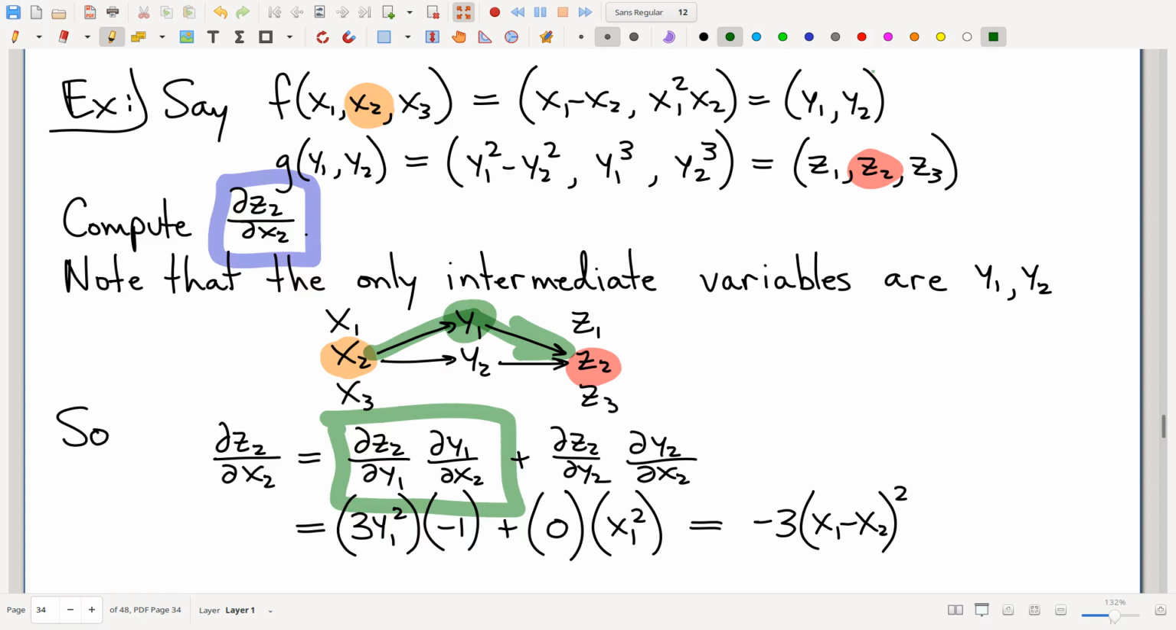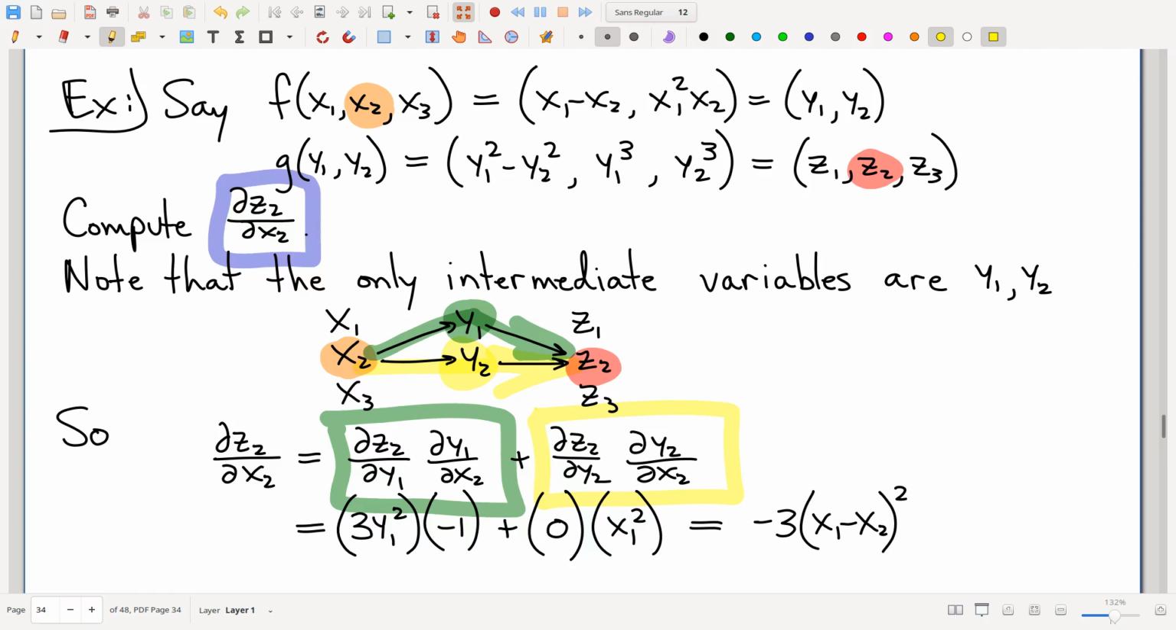And then likewise, oh gosh, colors. Am I kind of out of colors here? Can I use yellow? Is yellow visible? Well, maybe a little bit. There's your y2 path. y2 is the second intermediate variable, and then you get a y2 term in your chain rule. So the diagram tells you, suitably interpreted, what your chain rule formula should be.